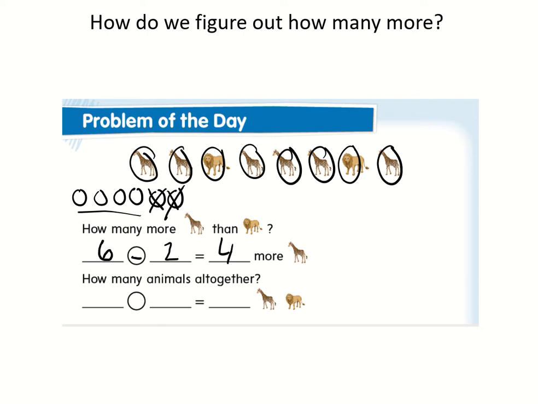Now that's going to be a little tricky to think because when we always heard the word more, we always want to think addition. But when we're trying to compare two numbers together, trying to figure out how many more one is than the other, you got to think subtraction.